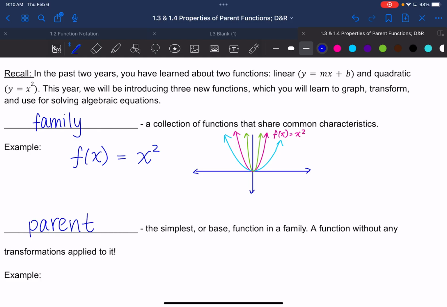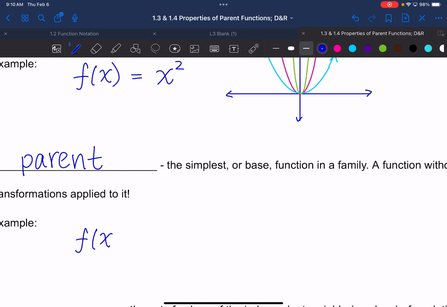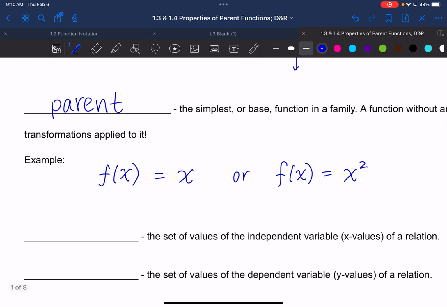It's just the regular parabola. It hasn't been shifted up and down, left or right, hasn't been stretched or compressed. It's the original. So that would be, like we said, f of x equals x, or f of x equals x squared. Those are parent functions. Okay? And you can think about their transformed functions being like little babies that come from them, right?